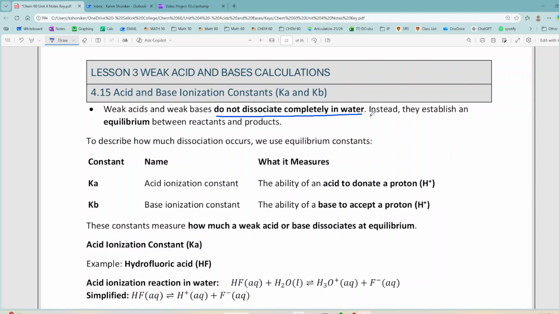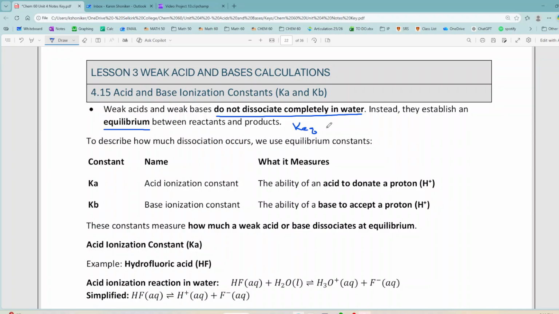Now, the key thing here is that weak acids and bases do not completely dissociate in water, which means we can't say that if we know the concentration of the acid, we know the concentration of hydrogen, right? They do not completely ionize. So we're going to have to take that into consideration because they are going to instead establish an equilibrium between the reactants and the products. And we know as soon as we reach an equilibrium, we're talking about an equilibrium constant. So the equilibrium constant is going to describe how much dissociation occurs.